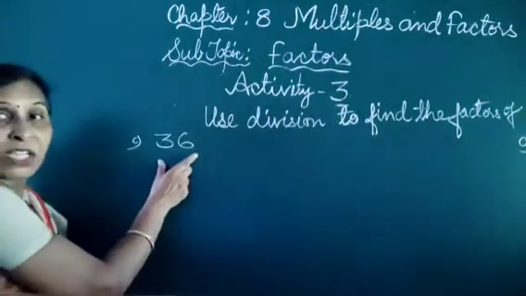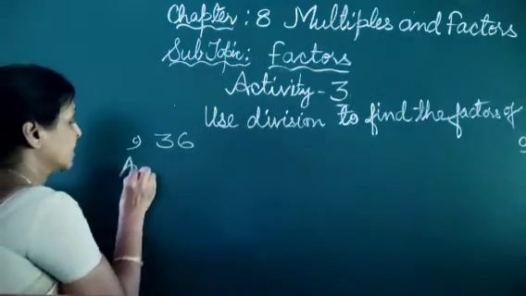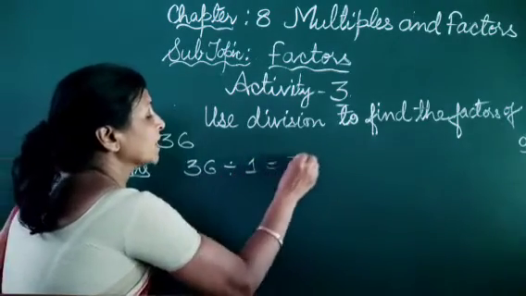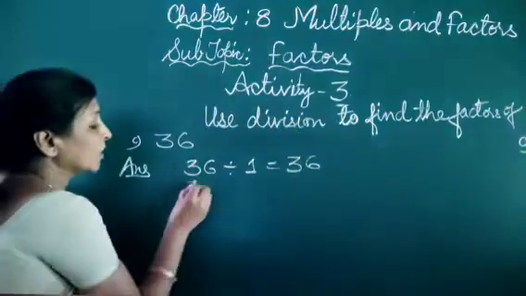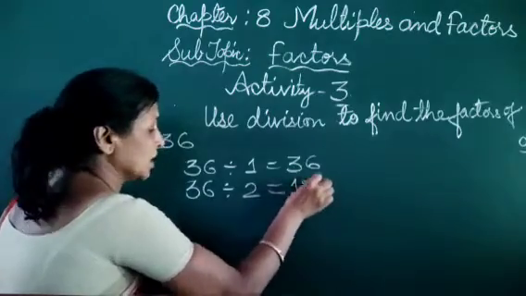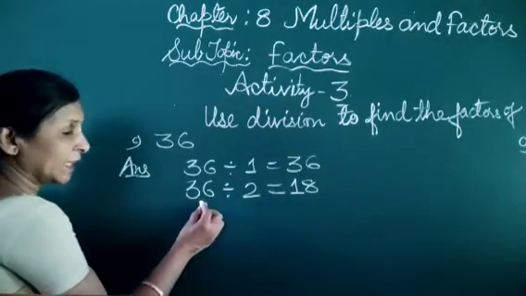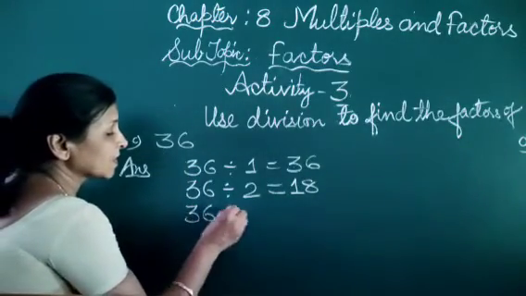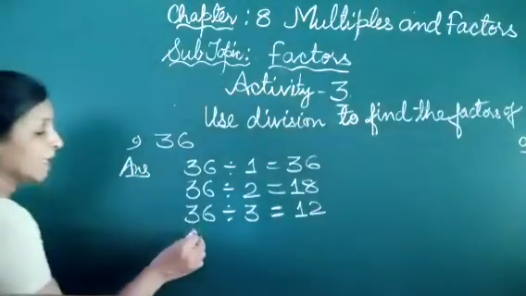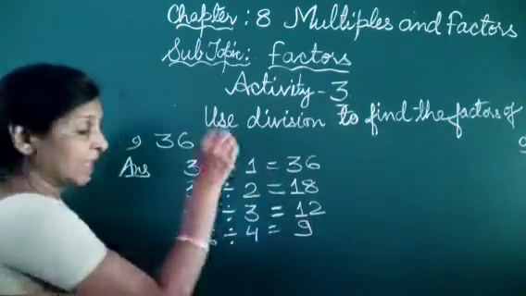Now the next we can take 36. By division we can find out the factors of 36. Then we write here 36 divided by 1, then we get 36. Then 36 is divided by 2, then we get 18. When we multiply 2 multiplied by 18, then we get 36. Then 36 is divided by 3, then we get 12. Then 36 is divided by 4, then we get 9.